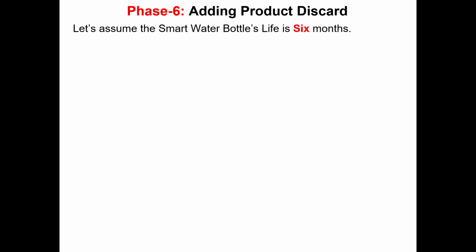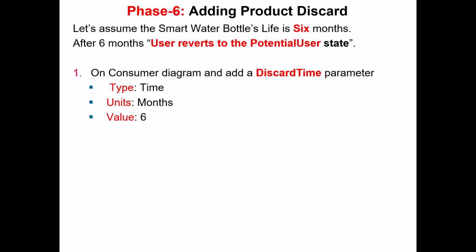So let's suppose that the smart water bottle has a life of 6 months. So what happens after 6 months? The user discards the smart water bottle and the user returns back to the potential user state. And when the user is in the potential user state, the potential user might or might not buy that product. So for the time being, we consider that when the product gets discarded, the user reverts to the potential user state. So we will add another parameter here.